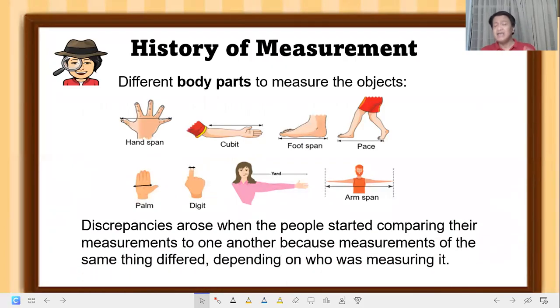Okay, so ngayon, napansin ng mga sinaunang panahon, no, okay, the discrepancies arose when the people started comparing their measurements to one another because the measurement of the same thing is different. Kasi di ba, biruin natin, magkakaiba tayo ng body parts. Siyempre, kung ano yung sukat ko doon, kung ilan yung hakbang ko, hindi parehas sa kanya or sa iba. Yun yung napansin ng mga tao nun. Kaya depending on who was measuring it.